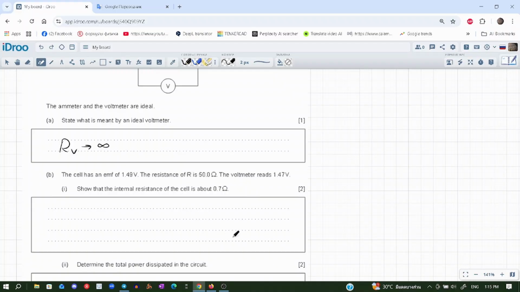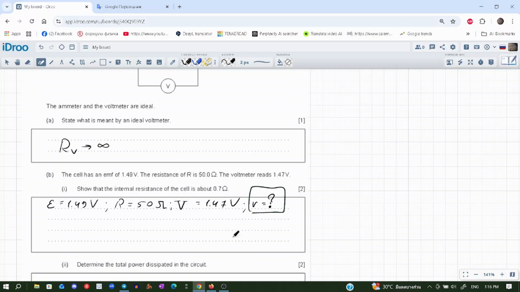We can show it easily, right? We just say that the cell has an EMF, EMF equals 1.49 volts. R equals 50 ohm. The voltage that the voltmeter shows equals 1.47 volts. And the internal resistance, this is what we want to find here.